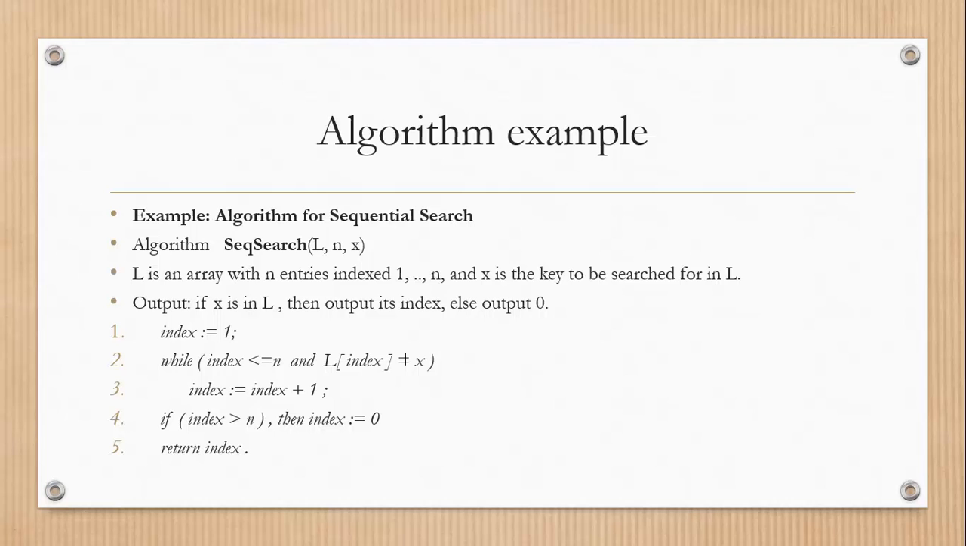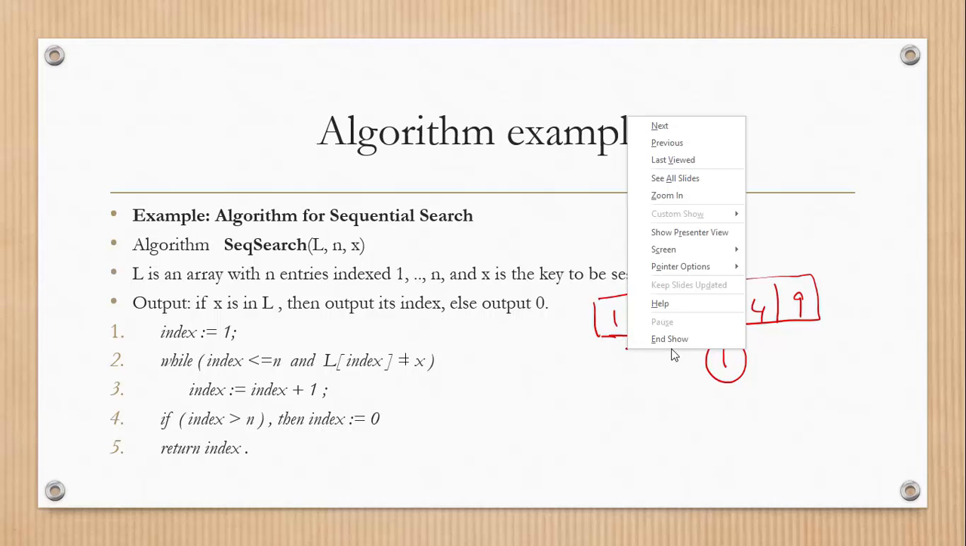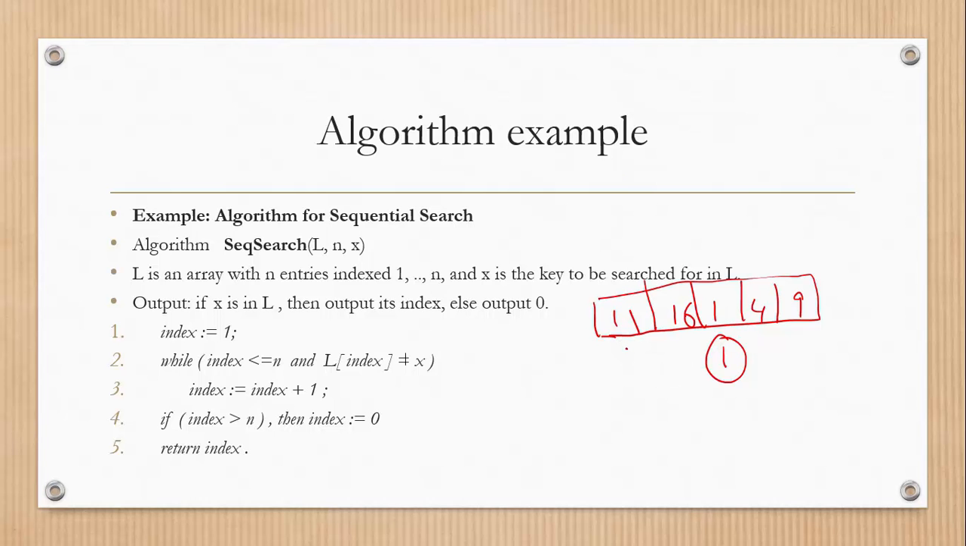What we do in sequential search is search for a particular item in the array. For example, we have an array of size 5 and the items are 11, 16, 1, 4, 9 and we want to search for 1. We start with the first index, compare 1 with 11, values are not equal. Then we go to the next value, 16, compare 1 with 16, not equal. Then we go to the next index, and 1 is equal to 1. So we say that 1 is present at index 3.